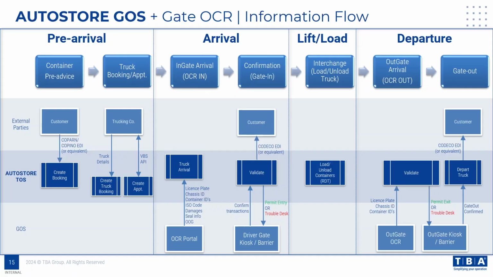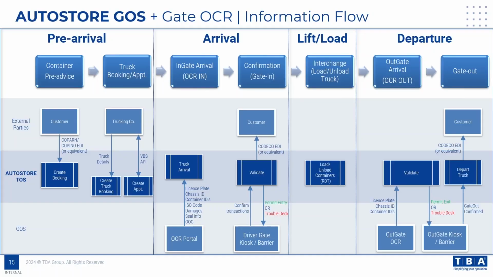Alternatively, if there's a problem, the trouble desk, there will be some manual intervention, and that could be a combination of intervention in AutoStore, in the TOS, or in the OCR system to correct something. The truck might not have a booking. We may not have been able to identify the container, for instance. So if all that happens, the trouble desk is there as a fallback. So the truck moves onto the terminal, and then the lift load process within the yard happens. So yeah, the loading of the containers or lifting of the containers into the yard.